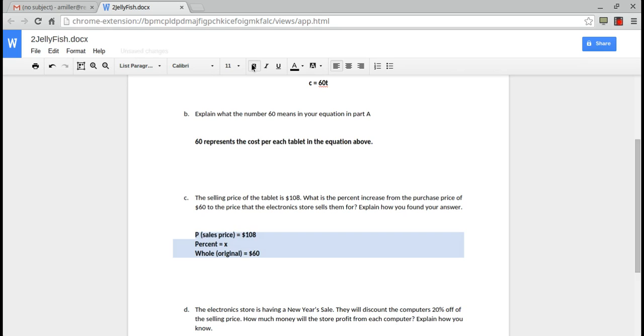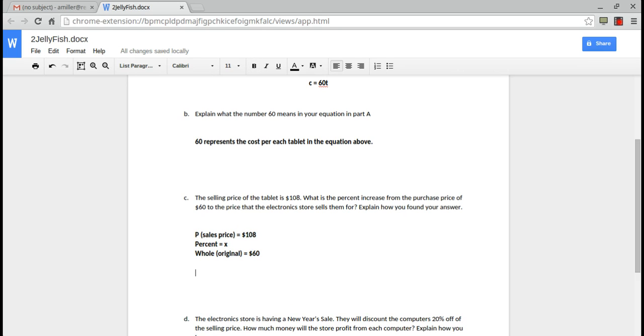So there's my part, percent, whole, which means I can make my equation. My part, which is $108 because that's my sales price, is going to equal my percent, which I don't know, times the whole. So I'm going to write that as 60x. Then to solve for x, what I need to do is divide each side by 60. So if I do 60 divided by 60, I get x. And if I do 108 divided by 60, I get 1.8. So I can answer 1.8 equals x.